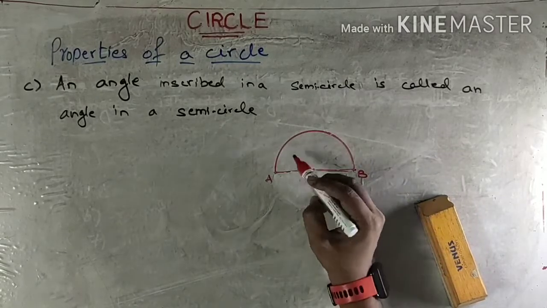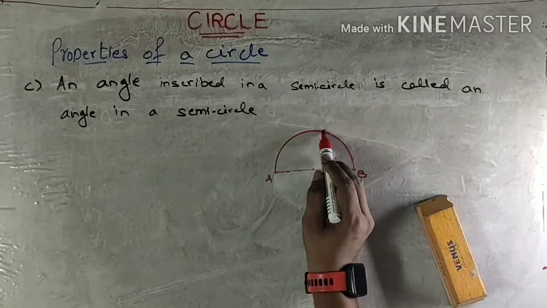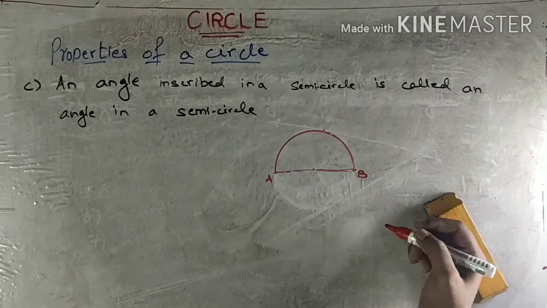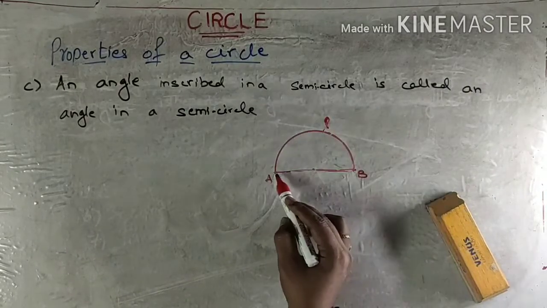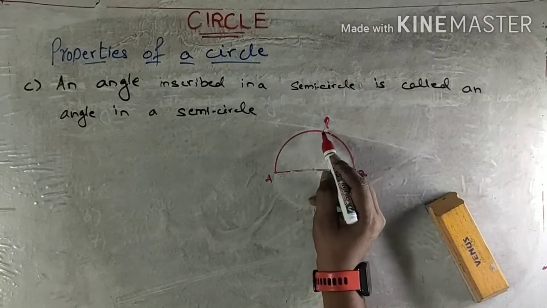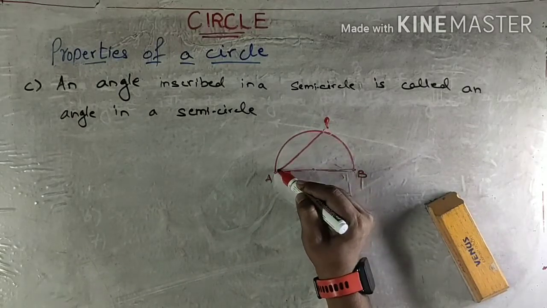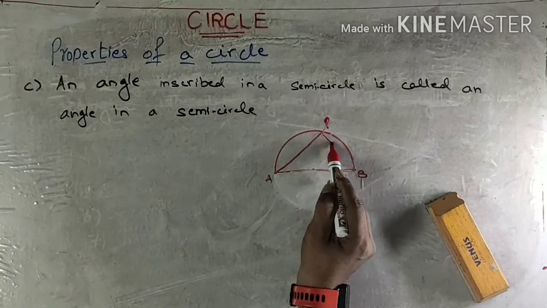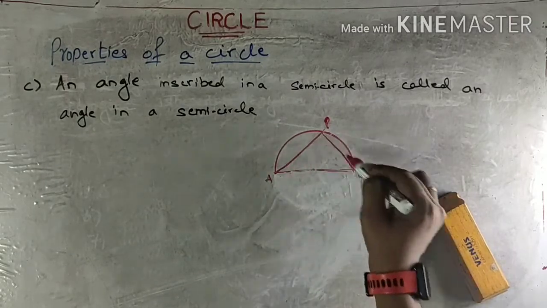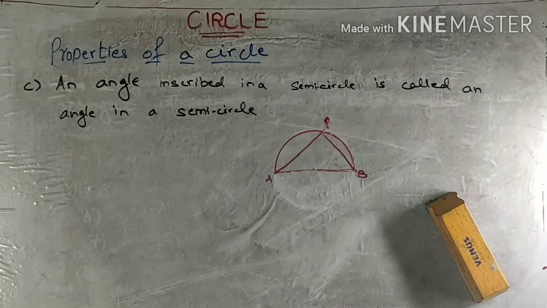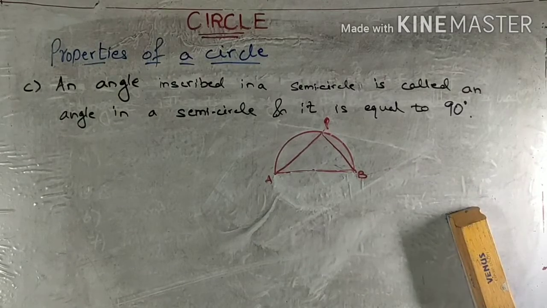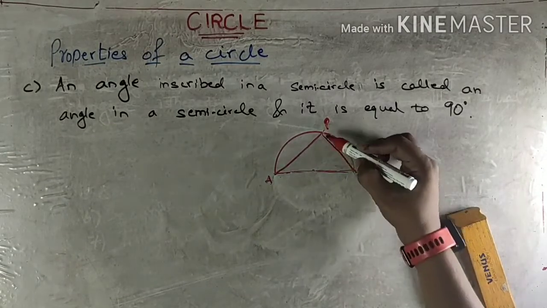circle. So no matter, suppose I take this point, let that point be P, and we know that this is a semicircle. So the angle made when I connect AP and PB, this is called as angle inscribed in the semicircle. And the second half of the property states that the angle is equal to 90 degrees.